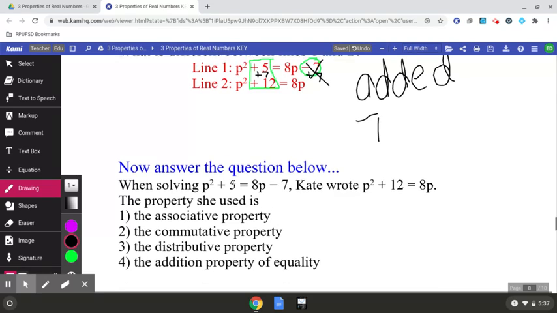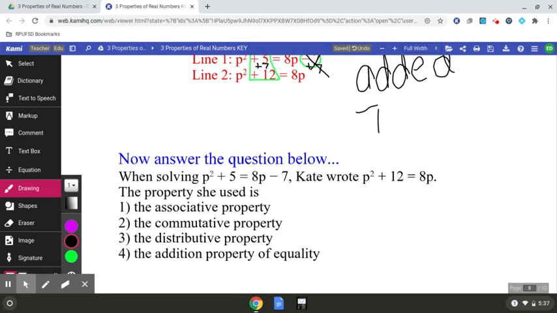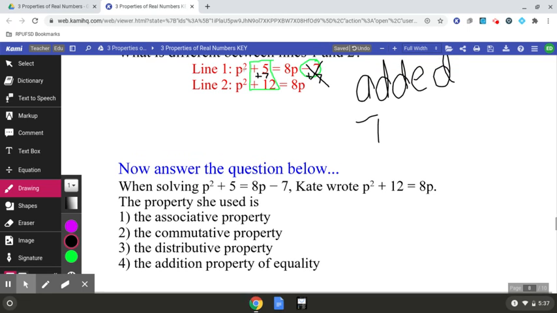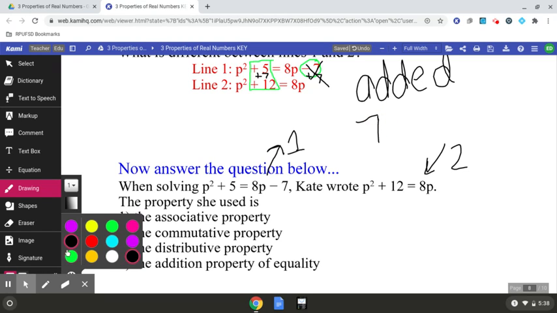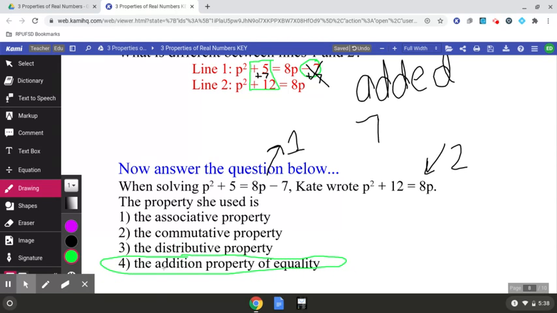So when we look below, it says when solving p squared plus 5 equals 8p minus 7, Kate wrote p squared plus 12 equals 8p, which is exactly what our lines 1 and 2 said. This is line 1, this is line 2. What property did she use? Well, adding 7 to both sides of an equation is my, again, equality property of addition. We added to keep our equation equal.